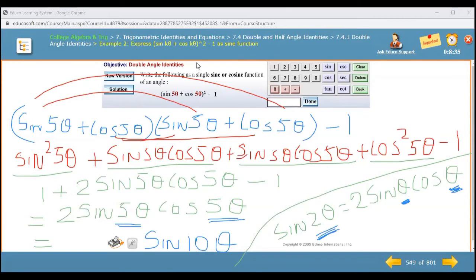Now the first thing is when we use FOIL, we need to be very careful about what we have. Using FOIL, sine times sine gives you sine squared. Angle remains the same. Sine times cosine is sine 5 theta cosine 5 theta, twice. Cosine times cosine gives you cosine squared 5 theta. Angle remains the same. We don't change the angle. And then we just try to simplify.